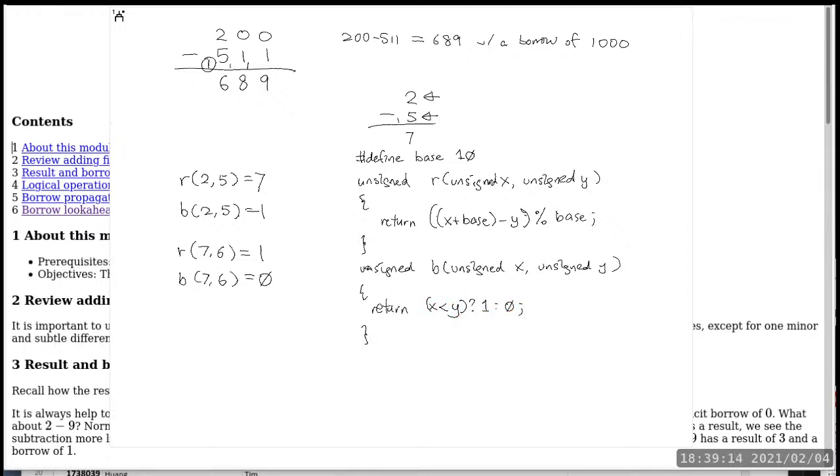It is necessary. All right, so are we okay so far with what R is representing, what B is representing, and also the implementation of those two functions? If there are any questions about R and B at this point, now would be a good time to ask. All right. So B is representing the borrow? Yes. So B is representing the borrow when we have a subtraction of x minus y.